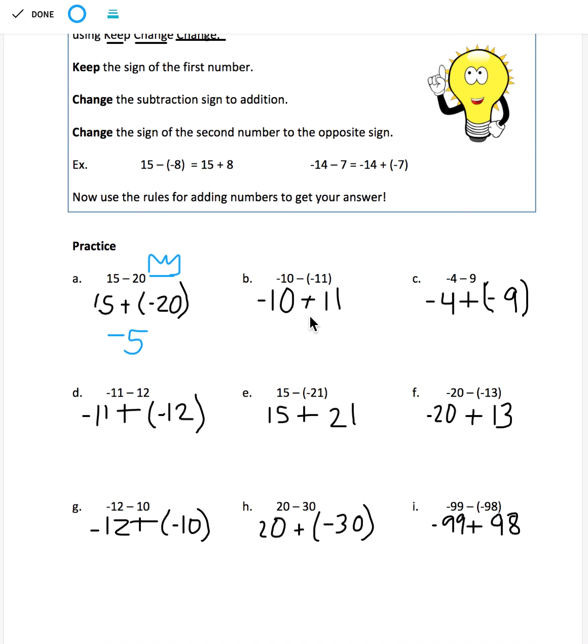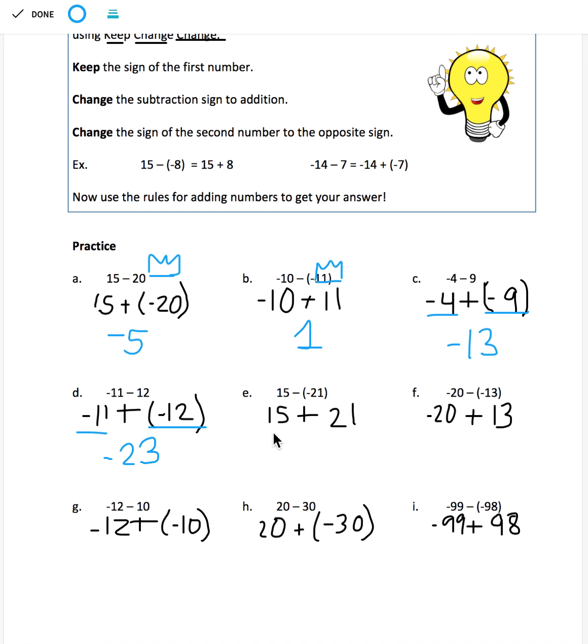Letter B, once again a battle. Negative 10 plus 11. Here the 11 is stronger, has a stronger absolute value. 11 minus 10 is 1, and it's positive 1 because the positive was stronger. Letter C, negative 4 plus negative 9. Here we just have two negative stacks. So 4 red chips plus 9 red chips, 13 red chips. Letter D is same as letter C. 2 red stacks, so we add them up and we get negative 23.